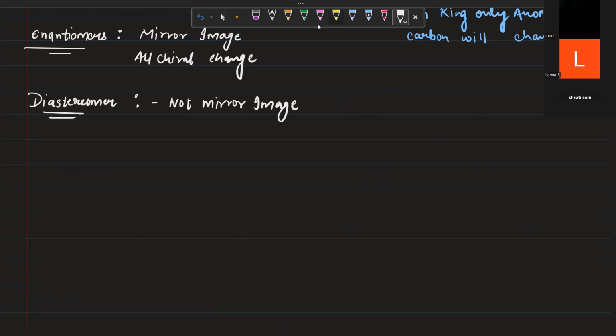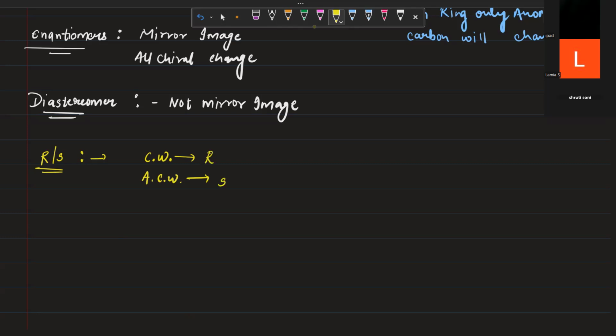Okay. And what is R and S? R and S is a term for absolute configuration, which means that's how we determine the placement of the different bonds and what direction the molecule is moving, based on the bonds. So clockwise it's going to be R and anticlockwise it's going to be S.